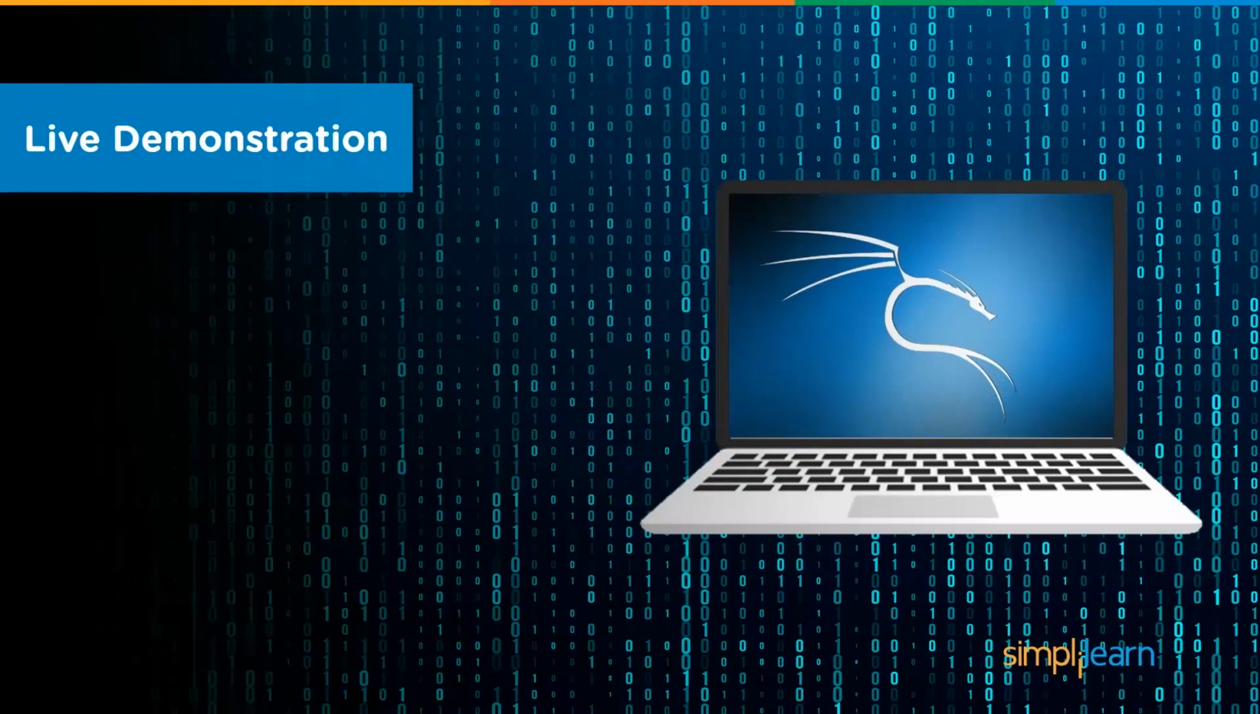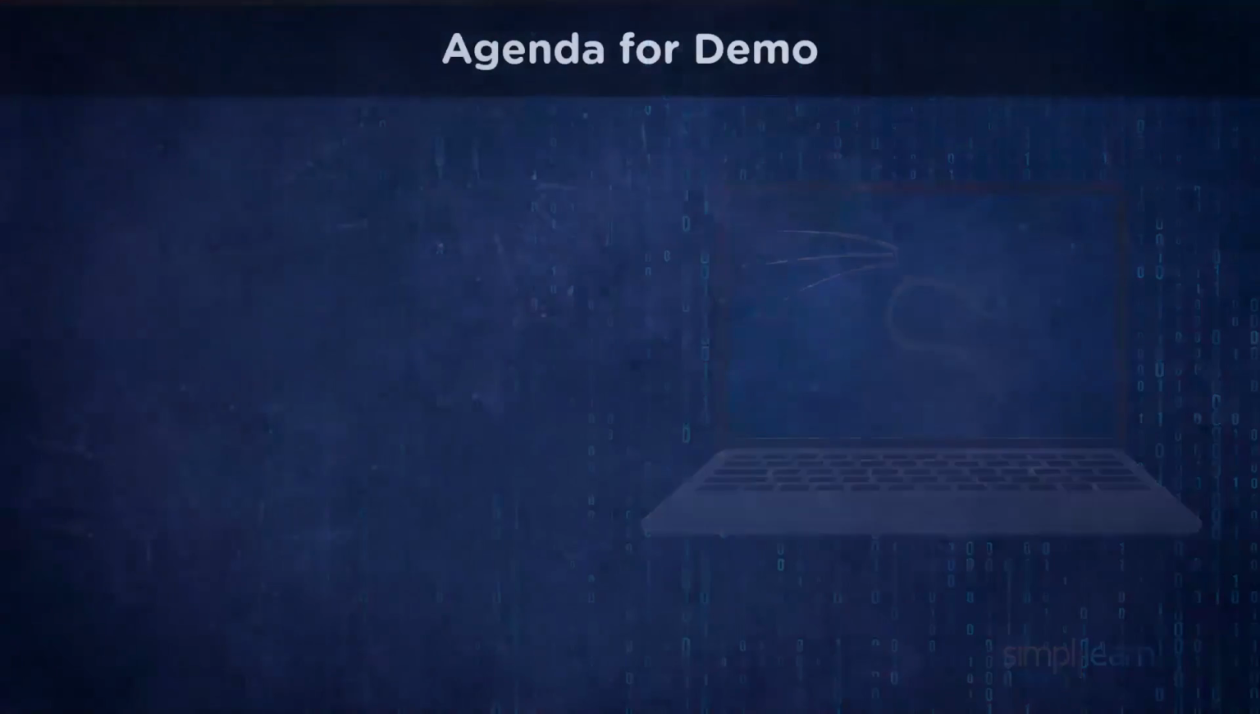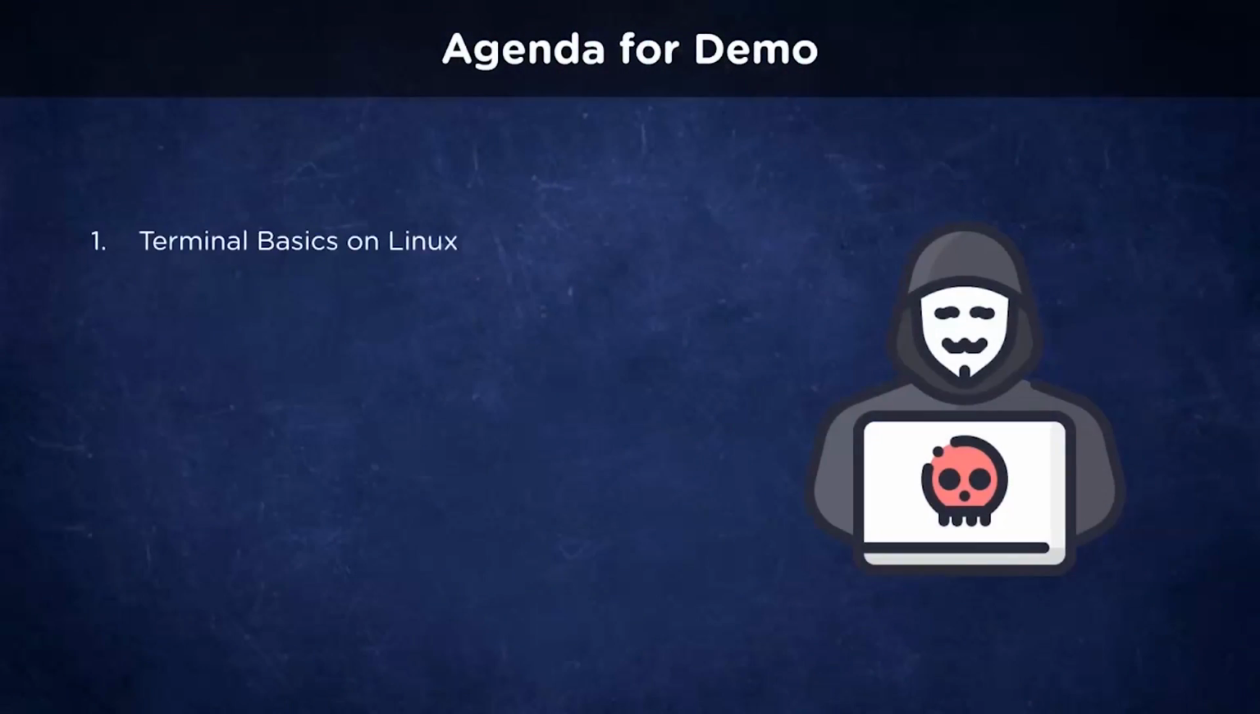Now that we have covered the basics of Kali Linux, let us take a look at the agenda for our demo today. We start out with a few terminal commands that are a basic part of a Linux operating system. We configure our own proxy chains to maintain anonymity while running penetration testing attacks on our victims.